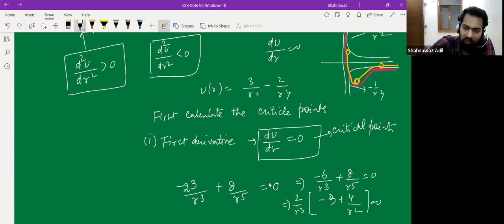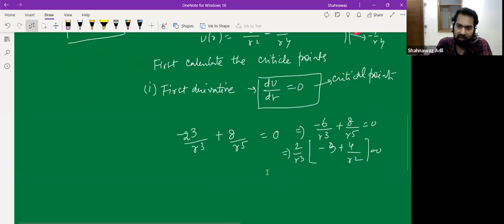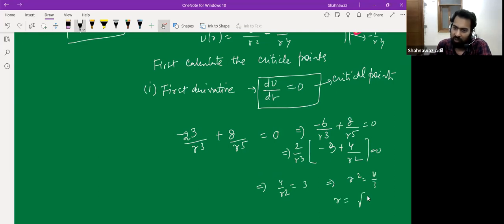So whatever the value of r we get, those are the critical points. Right. So we have this part is 0, so we should not bother about this. So 4 by r square is 3. So your r square is 4 by 3. So r is root of 4 by 3.